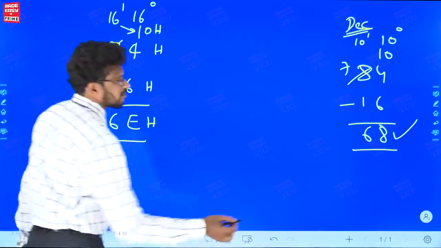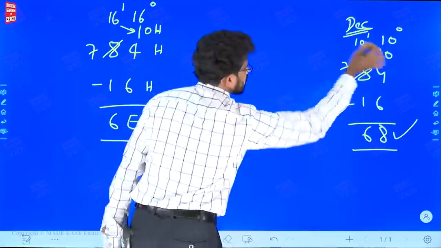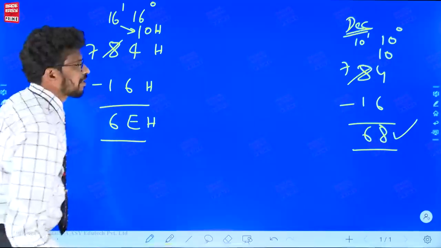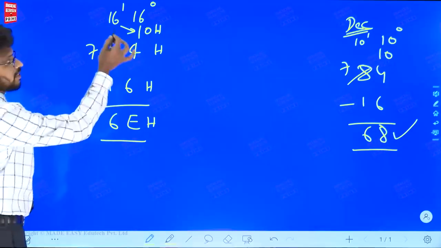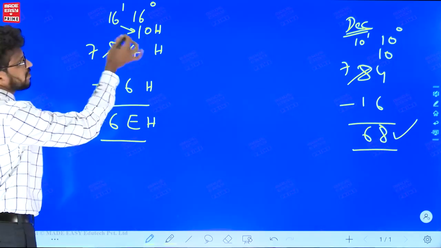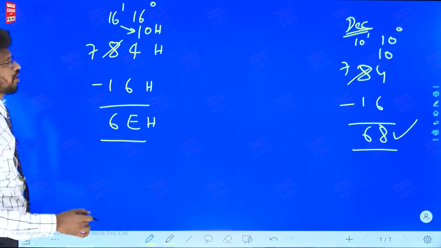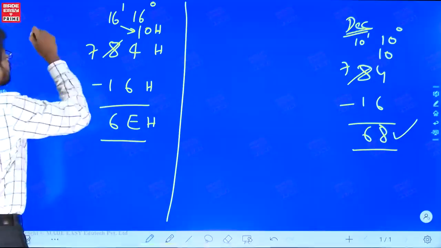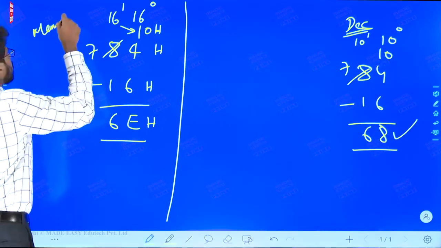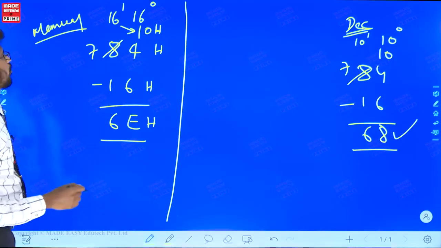So in the decimal system we solve like this, considering the base as 10, but this is not 10, this is 10H, that is 16, base 16. That is how you solve, and this is the method involved with the manual operation.